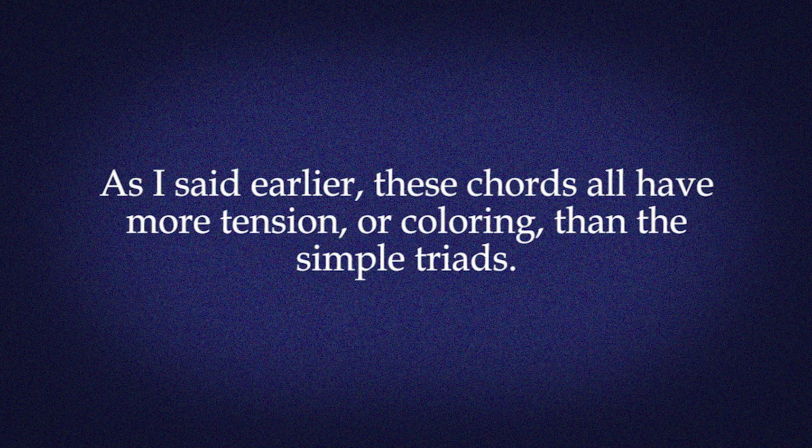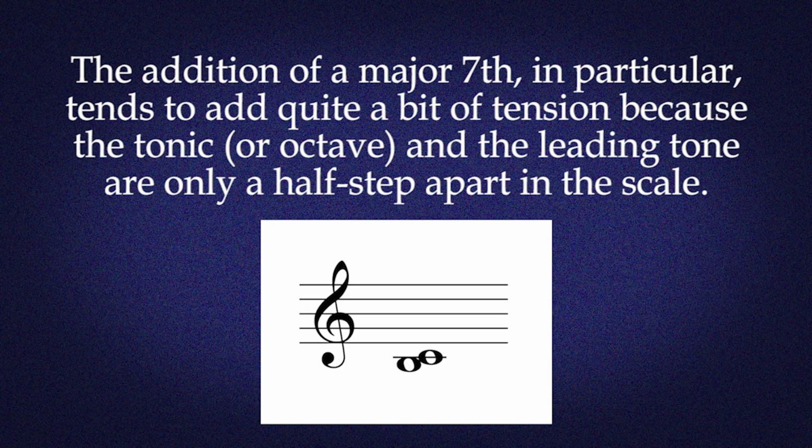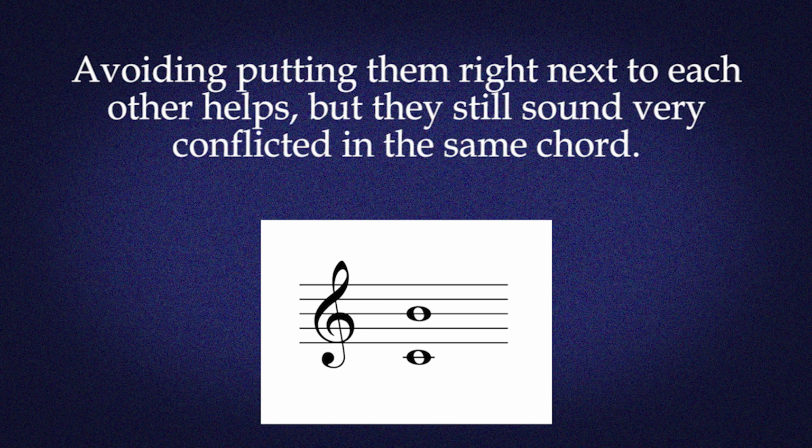As I said earlier, these chords all have more tension, or coloring, if you will, than the triads. The addition of a major seventh to any chord tends to add quite a bit of tension because the tonic, or octave, and the leading tone are only a half step apart in the scale. Avoiding putting them right next to each other helps, but they still sound very conflicted in the same chord.